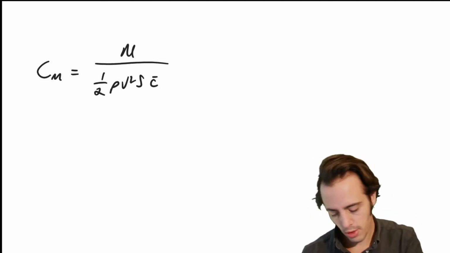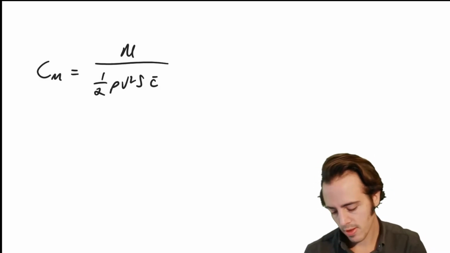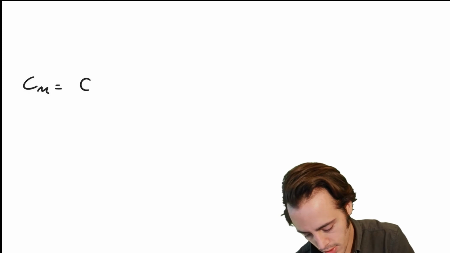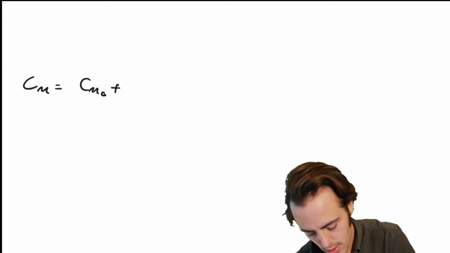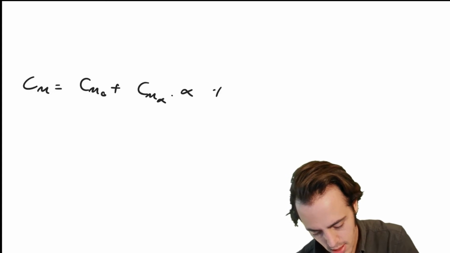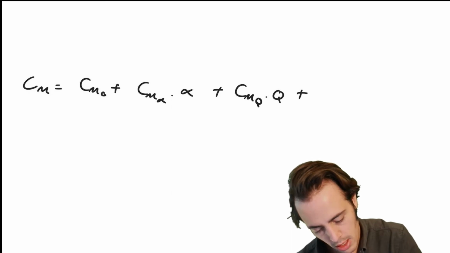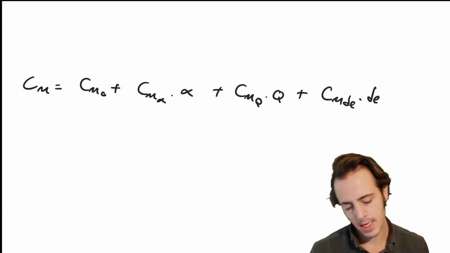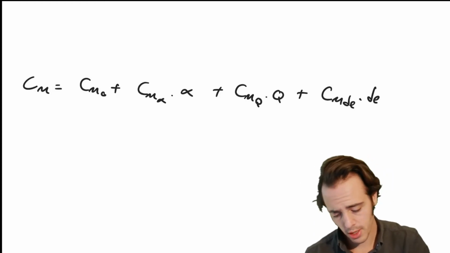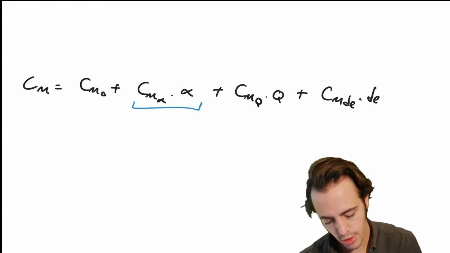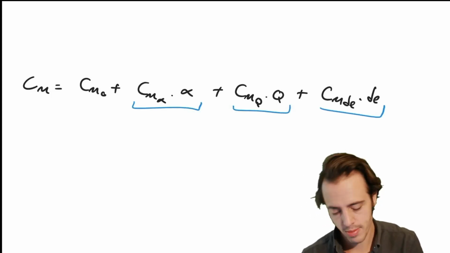So we've got this non-dimensional representation of pitching moments, and we said that Cm is equal to Cm naught plus Cm alpha multiplied by alpha plus Cm q multiplied by q plus Cm dE multiplied by dE. So all of these terms are non-dimensional in this expression. So the product of all of these are non-dimensional.